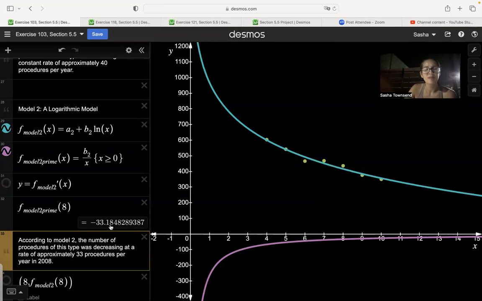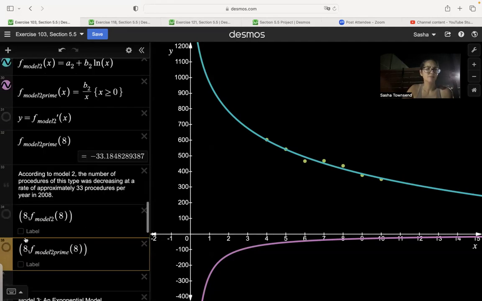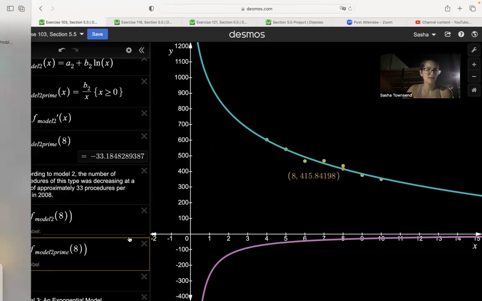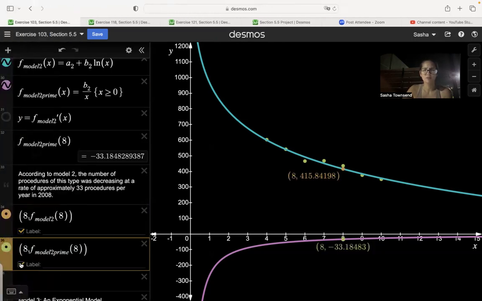So that's saying in 2008, the number of procedures of this type was decreasing at a rate of approximately 33 procedures per year. So in the year 2008, the number of procedures was going down by 33 per year. And we can plot that point on the graph. We can find the slope on the graph of the derivative function. If we wanted, we could draw the tangent line, but we won't this time.